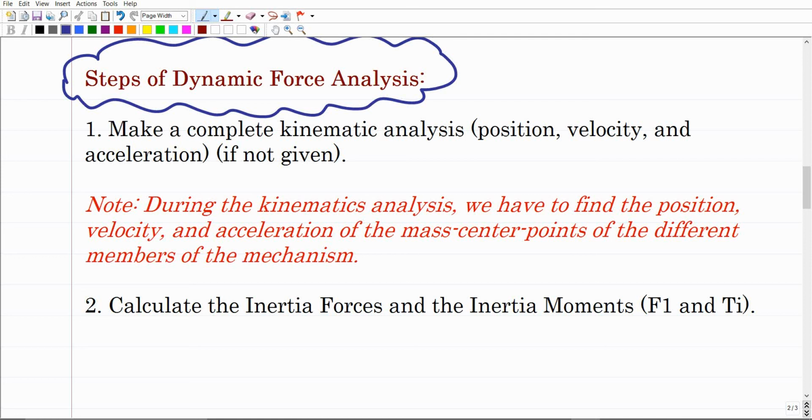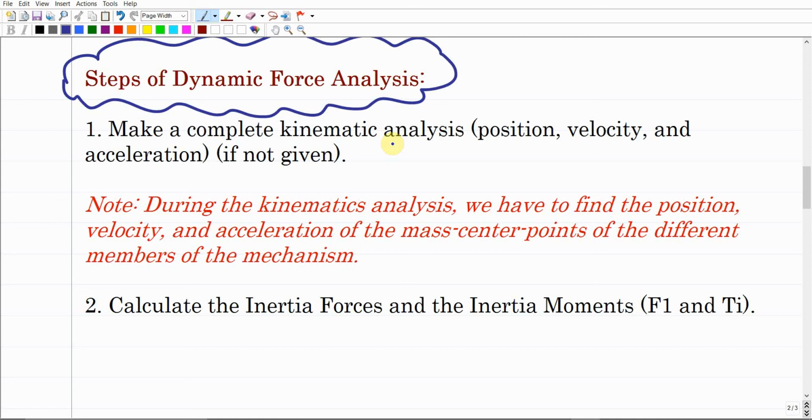Plus, we need the acceleration of the center of gravity point of all the lengths. If we have a length that rotates or even moves, any object, whatever it is, any member that belongs to the link, we have to specify its mass center point, where it is, and we have to find the acceleration of this point. This should be done during the kinematic analysis part.